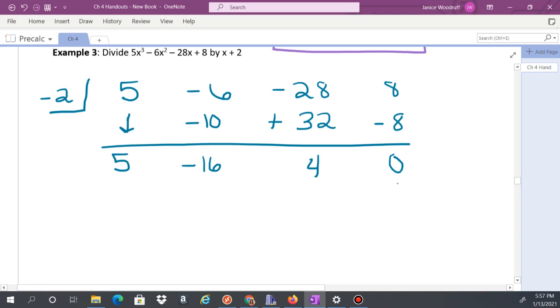So we get a 0 there, then that means this x plus 2 is a factor, and that negative 2 is a 0 of the function. And then our function would be 5x squared minus 16x plus 4. And if it had a box for the remainder, you just put 0. You don't need to put it over anything.